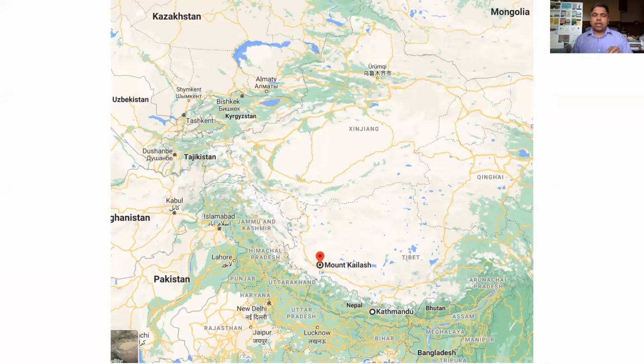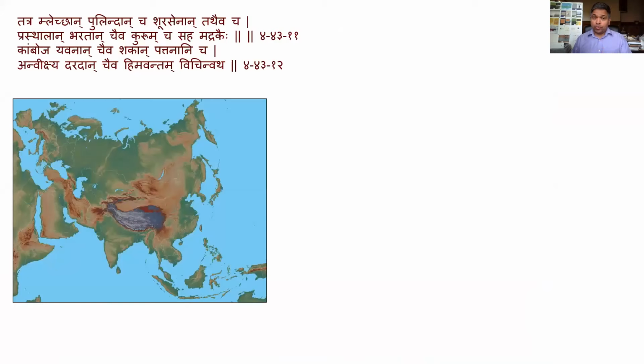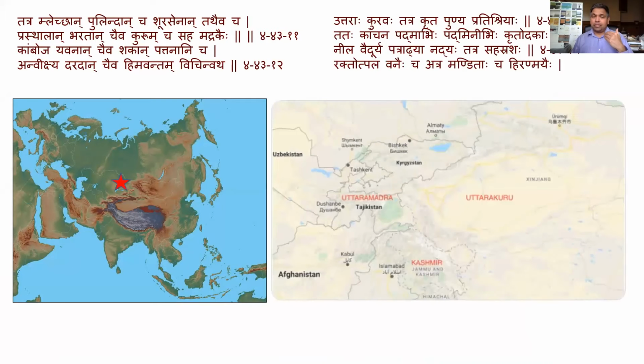So initially, it describes starting from India, then going towards Mount Kailash. It refers to Manas Sarovar. It refers to Uttara Madra and Uttara Kuru regions. For example, right here, Pasthalan Bharatan Chaivam Kuruncha Saha Madrake. Okay, and then we can identify those regions in our times with respect to the countries that are east of the Caspian Sea, such as Tajikistan and Kyrgyzstan and Uzbekistan, northern parts of Afghanistan, and western parts of modern day China.